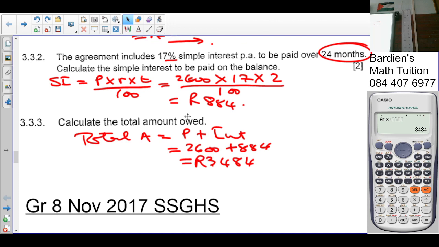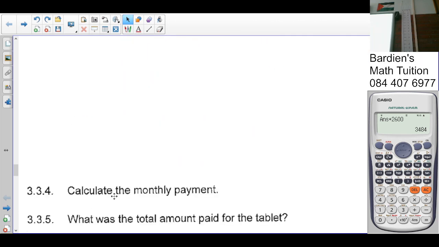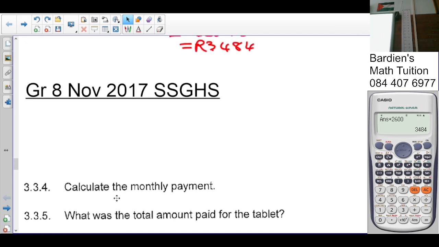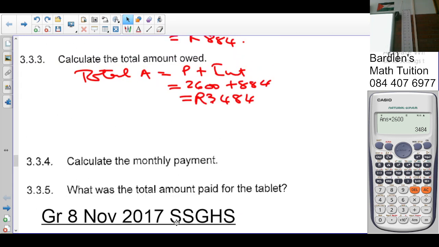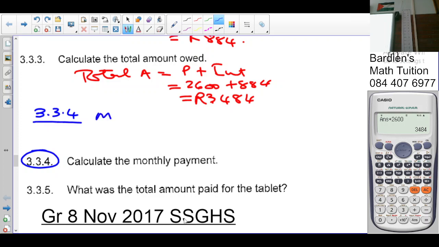Then the question says, calculate the monthly payment. If you're looking at the monthly payment there, how many months is he paying this loan off? The monthly installment. 24 months, 2 years. So you're going to get the total amount divided by the number of months.